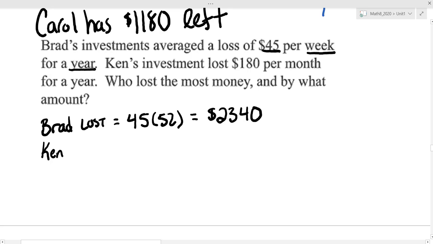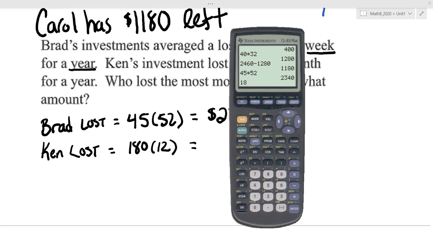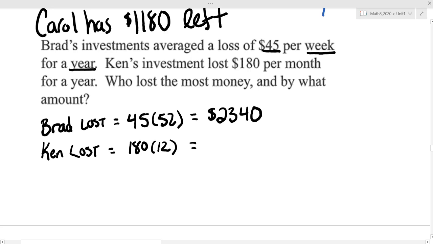How much money did Ken lose? Ken lost $180 a month for the year. So how many months are there in a year? 12. So it'll be 180 times 12. So 180 times 12 is 2,160.